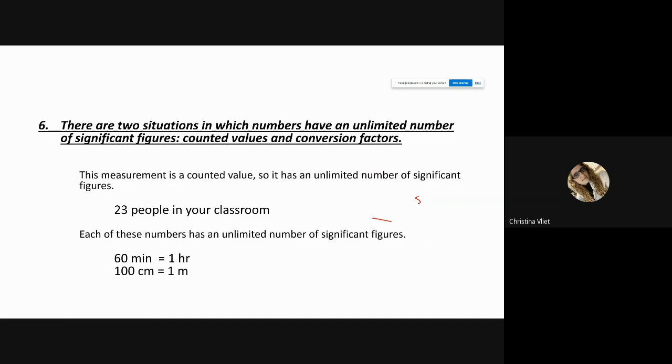Rule 6. If you count an amount or you have a conversion factor, you have an unlimited amount of significant figures in those values. I'll explain what that means in a little bit and give you some examples, but I'll let you write it down first.